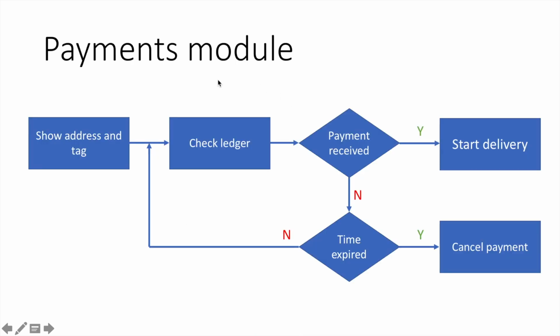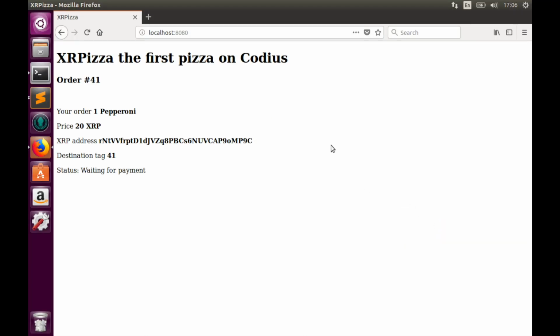When the user gets to the checkout web page, we show him the XRP address and destination tag. This tag matches the order ID. And then we start to check the ledger. If payment is received, we immediately start delivery. If not, we check whether time has expired, which in our case is 15 minutes. If time has not expired yet, we check the ledger again. Otherwise, we cancel the payment. Since my primary focus is XRP payments, I skipped and simplified the rest of the application.